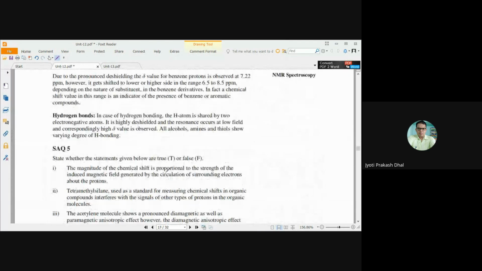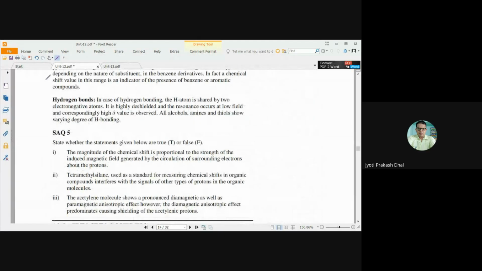So another factor is hydrogen bonding. In the case of hydrogen bonding, the hydrogen atom is shared by two electronegative atoms, so it is highly de-shielded, and the resonance occurs at low field and a correspondingly high value of delta is observed.